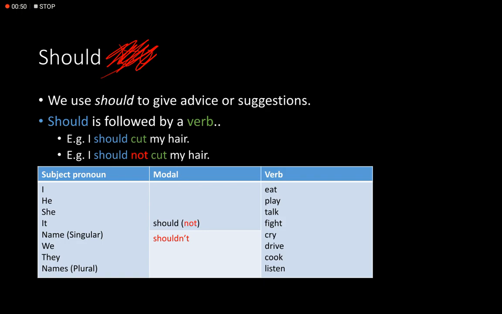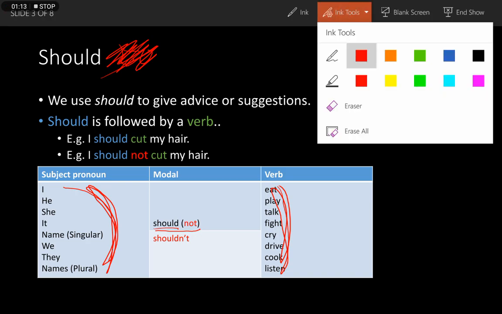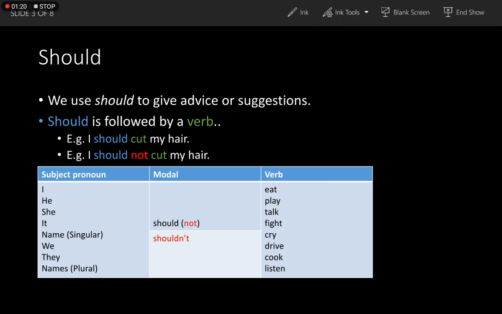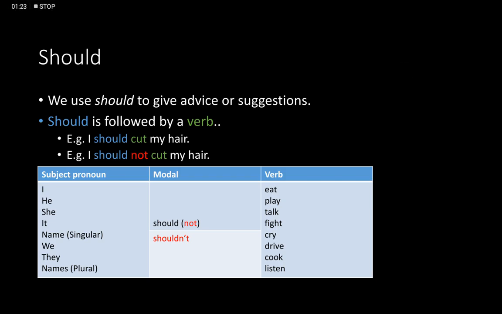Okay, so let's look at some example sentences. I should cut my hair. I should not cut my hair. Okay, can we see how we can use any of these subject pronouns? We use should or should not followed by any verb, so we can mix and match. Okay, so guys, we use should to just give our advice.